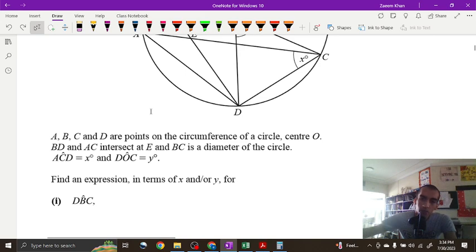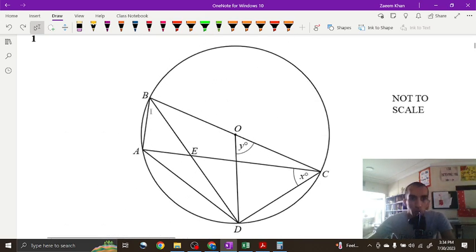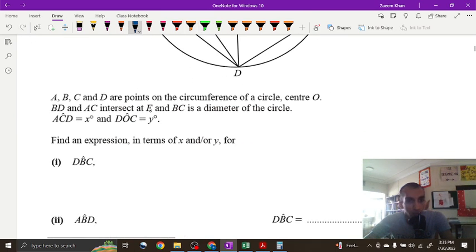Find an expression in terms of x and/or y for DBC. DBC is referring to this angle over here.